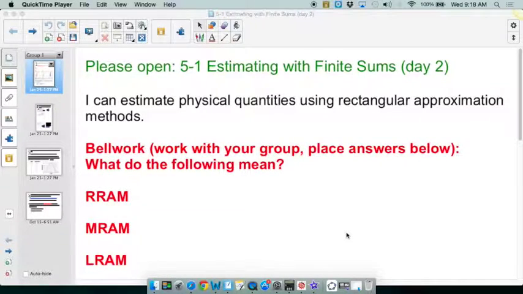So we are literally filling in what those terms mean, so that each word, what those terms mean.